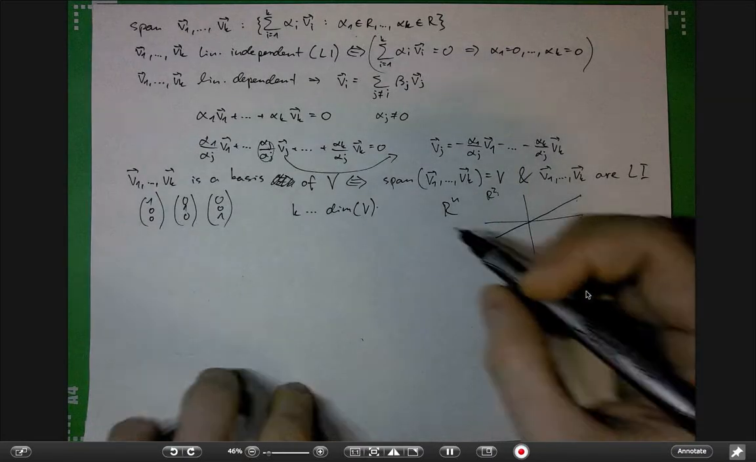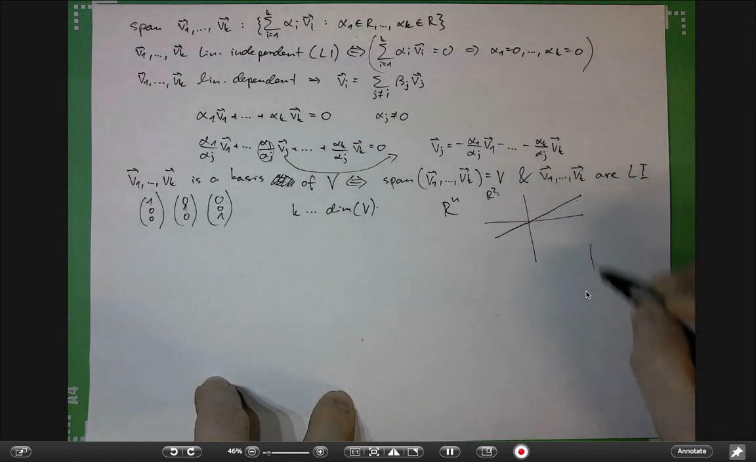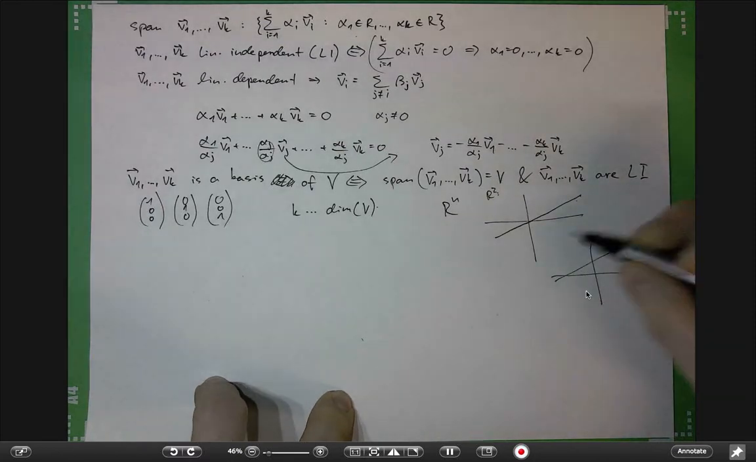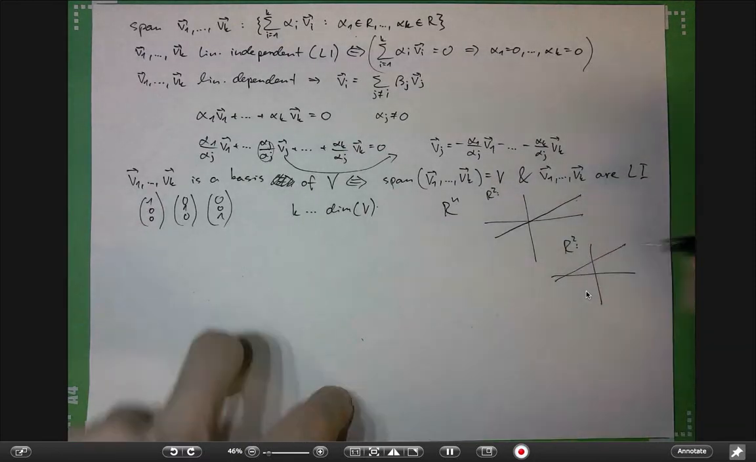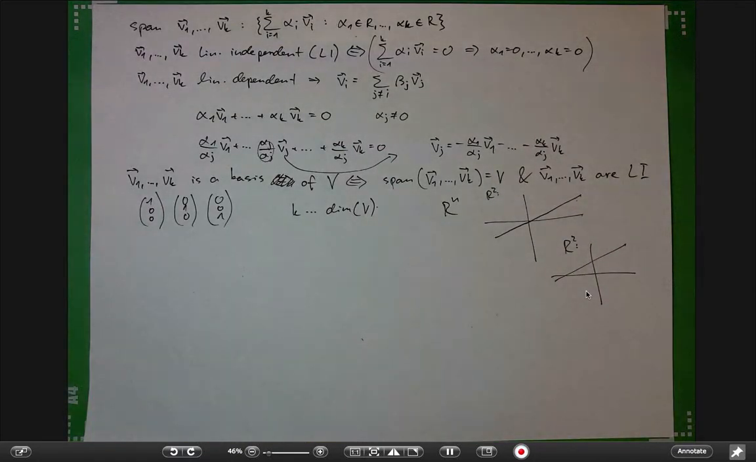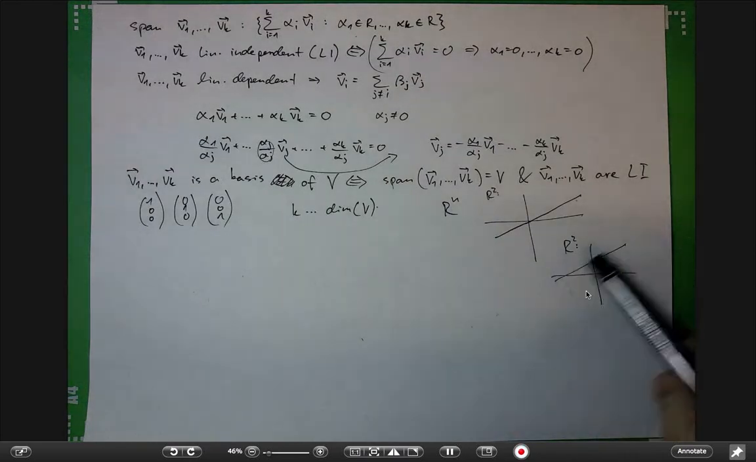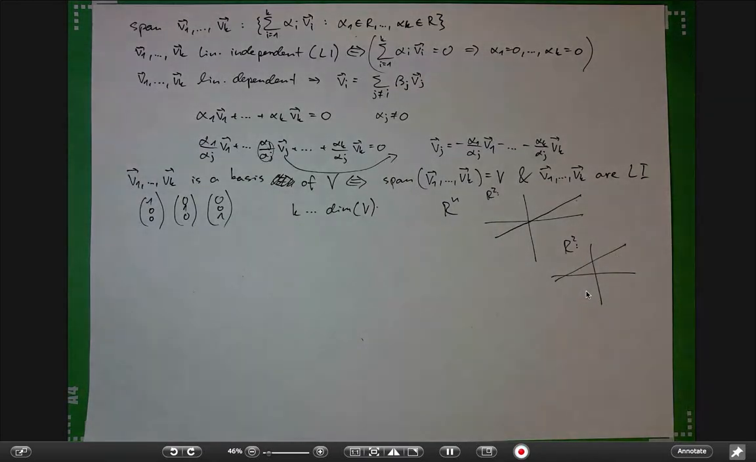Oh, a slightly tricky question. What about this in R2? A line not passing through the origin. What is tricky about this question? The tricky thing is that this line not passing through the origin is not even a subspace, right?